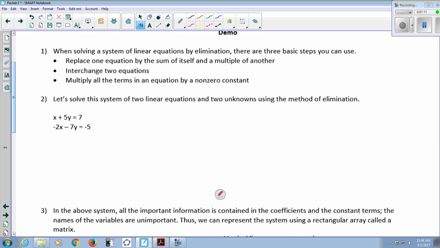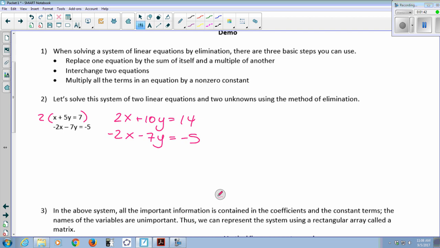2. All right. So my new equation 1 is going to be 2x plus 10y equals 14. And then I'm not going to change equation 2. It's going to be negative 2x minus 7y equals negative 5. So I did this third thing I'm allowed to do: multiply all the terms in an equation by a non-zero constant.